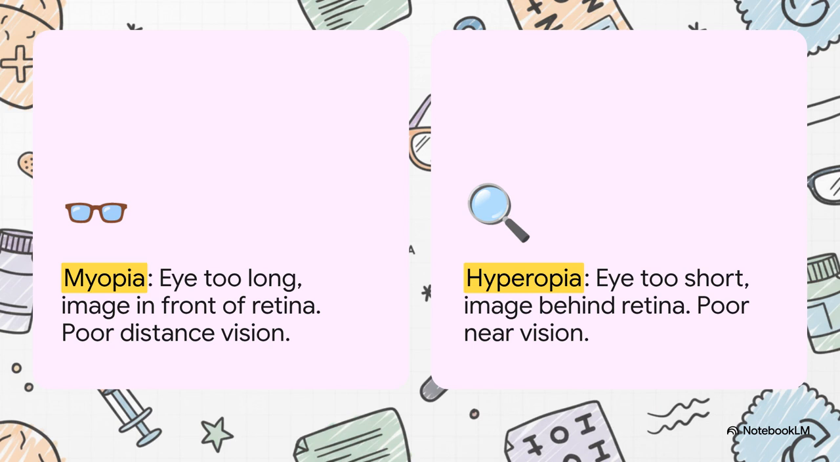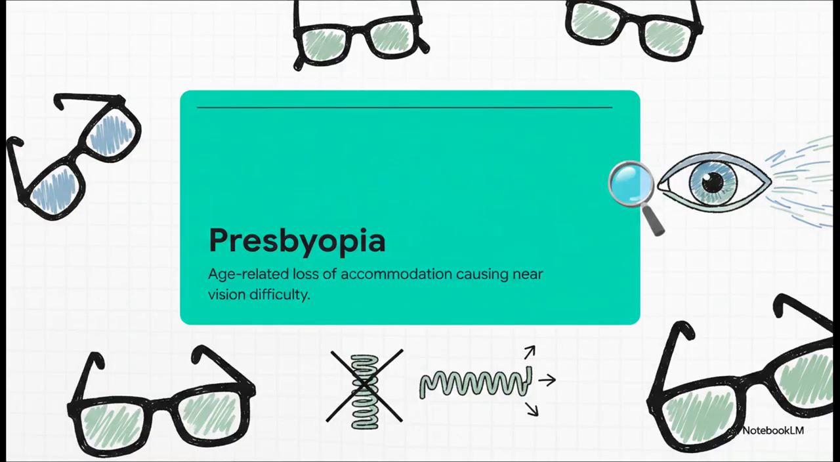Hyperopia, or farsightedness, is the exact opposite. The eyeball is too short, the light rays don't focus in time, and the image falls behind the retina, making near vision blurry. And then there's presbyopia. Now, the key takeaway here is that while hyperopia is an actual eyeball shape issue, presbyopia is strictly an age-related thing. It's the loss of the eye's ability to accommodate for close-up tasks because the lens just gets stiff as we age. That is literally why everyone eventually ends up needing reading glasses.